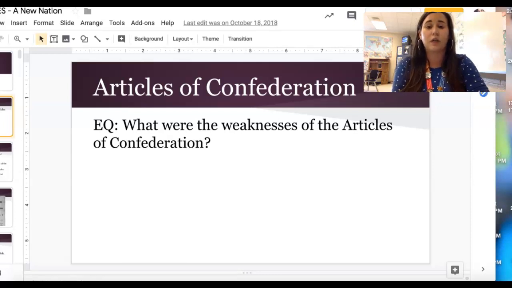In this section, we're talking about the Articles of Confederation, the first framework for our government during the American Revolution and for several years afterwards. Our essential question is, what were the weaknesses of the Articles of Confederation, a government that ultimately did not work for the United States and was replaced with our current Constitution?